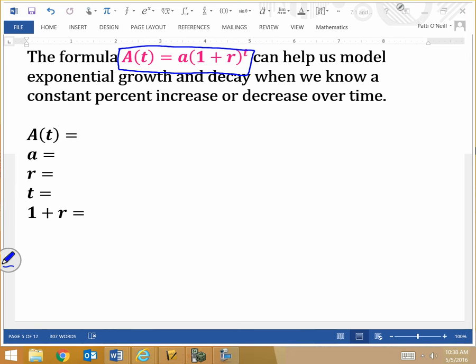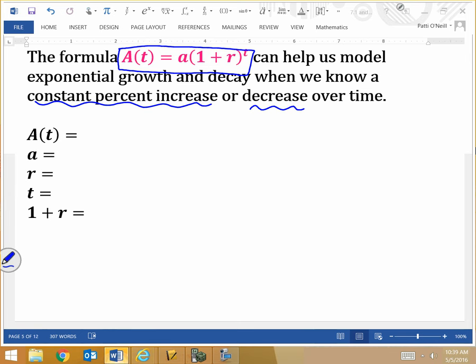So sometimes we have to dissect the formula a little bit more from its base. So this version of it, A of t equals a times the quantity of 1 plus r to the t, can help us still model exponential growth and decay when we know what's called a constant percent increase or decrease over time. So if we have a problem that talks about percent increase or percent decrease over a period of time, then we can move into the formula that we have in front of us.